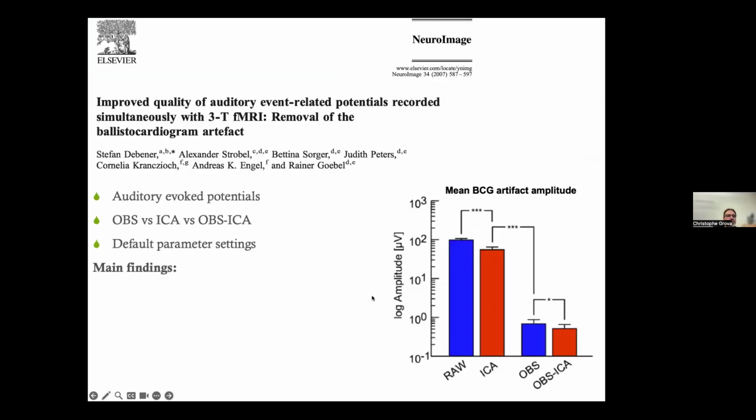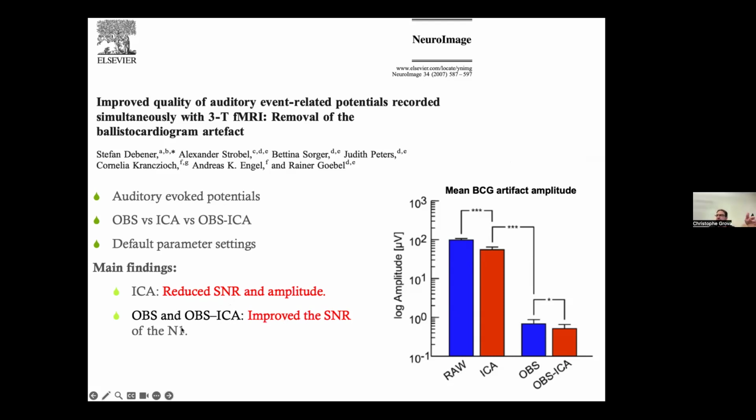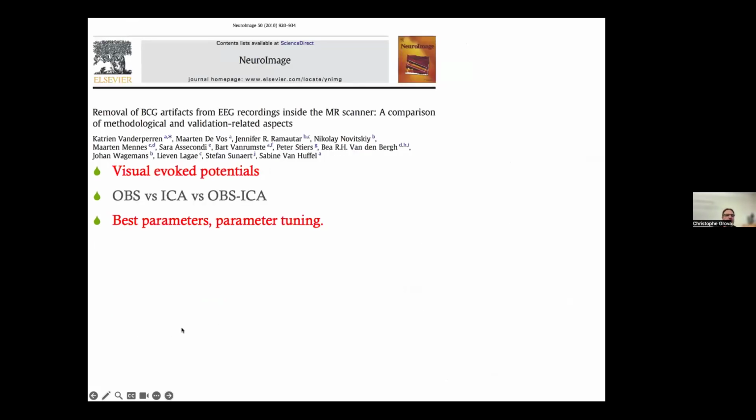This is a study that was done by Stefan Ebner, who's considered really an expert in the domain of applying EEG-fMRI for cognition. And he compared different techniques. It was done using auditory evoked potentials, so it's looking at the amplitude of the evoked potentials in different conditions. He found that applying ICA reduced the SNR and the amplitude. With OBS, or OBS combined with ICA, you improve the SNR. They were looking for the N1, so the 100 millisecond response after an auditory stimulus.